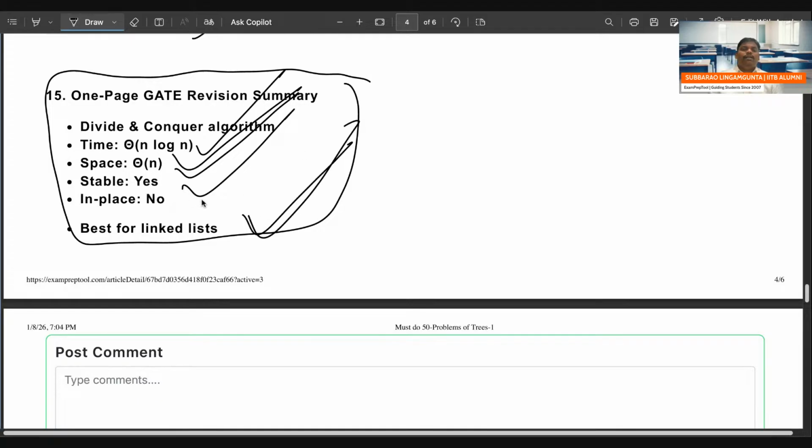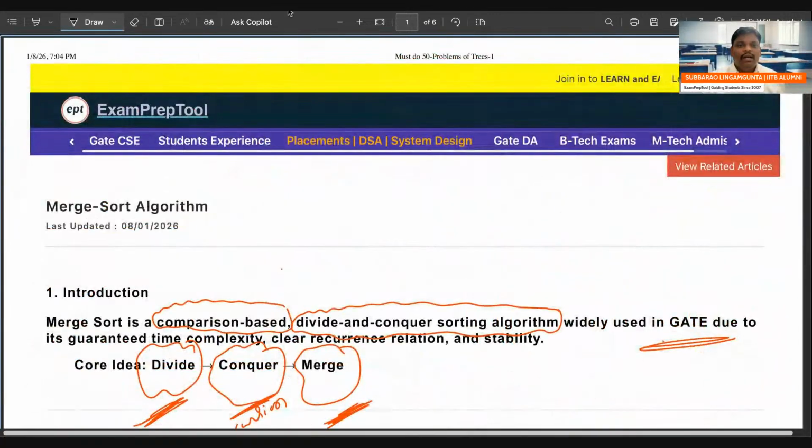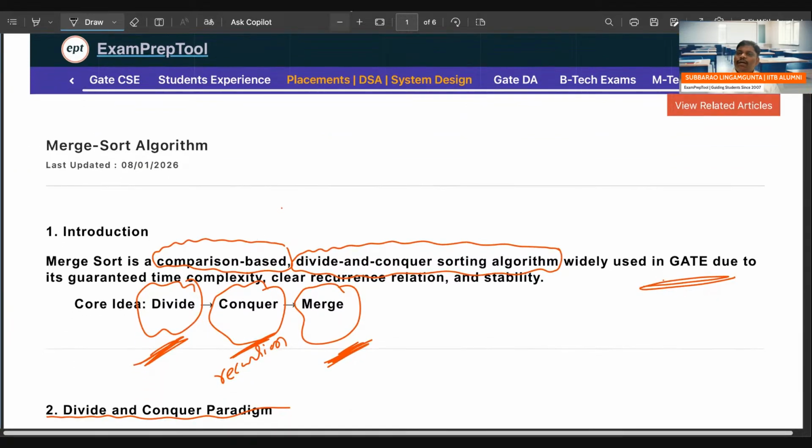These are the small points. But I cannot cover the total merge sort in one class. Merge sort actually requires 10 hours. I just completed it in half an hour.